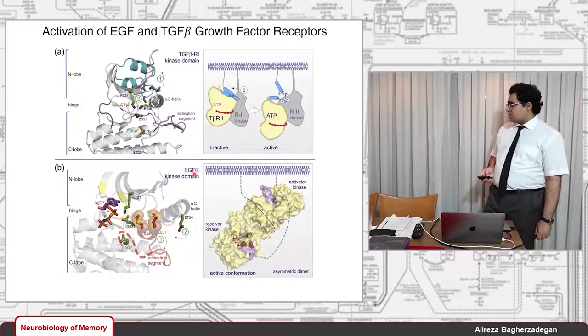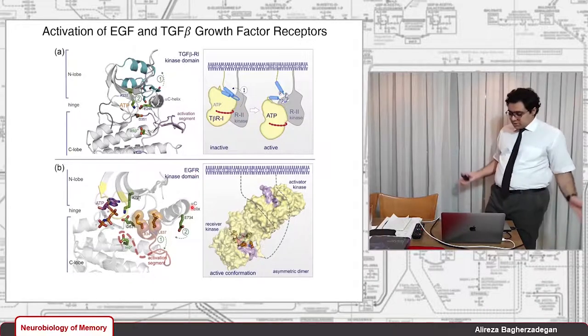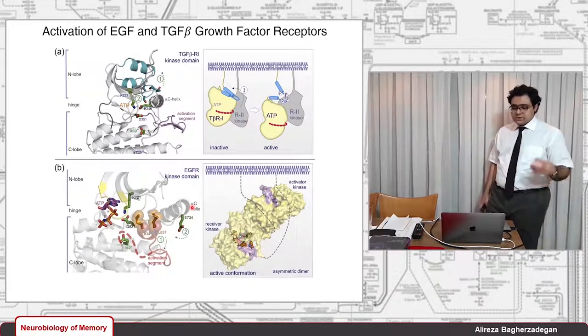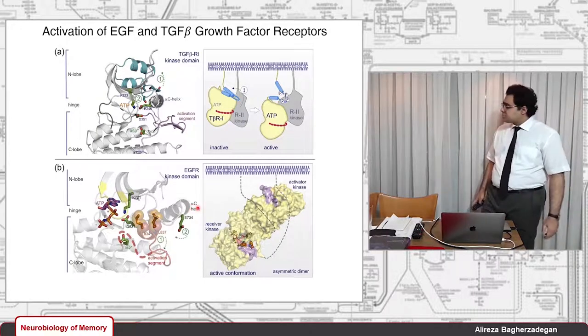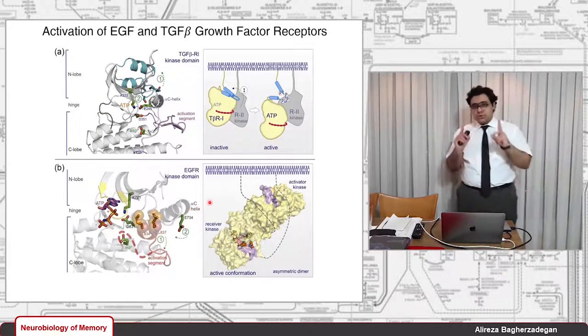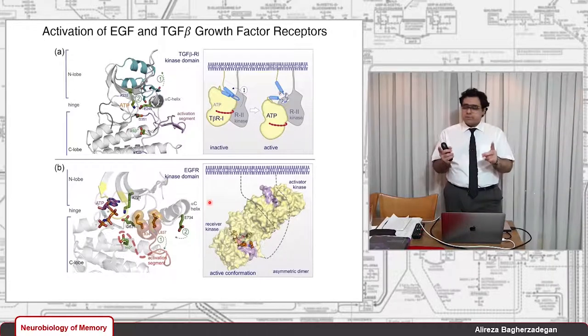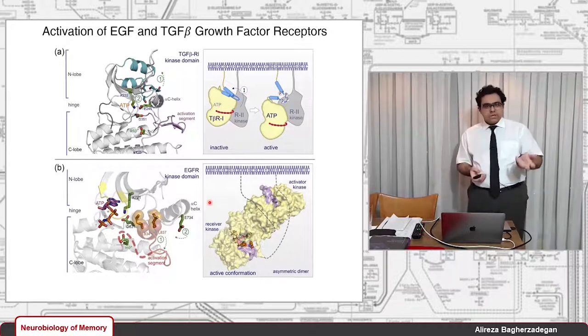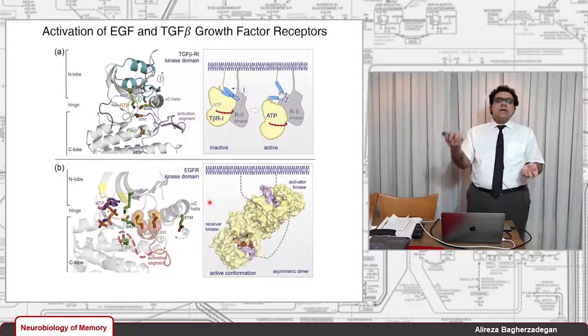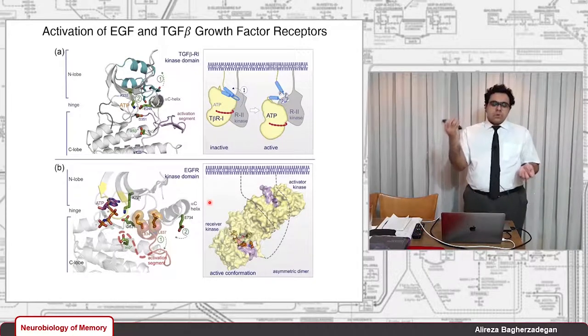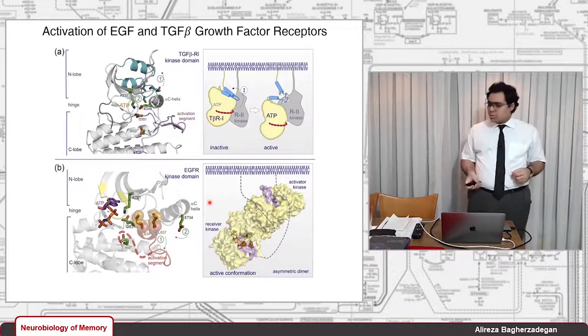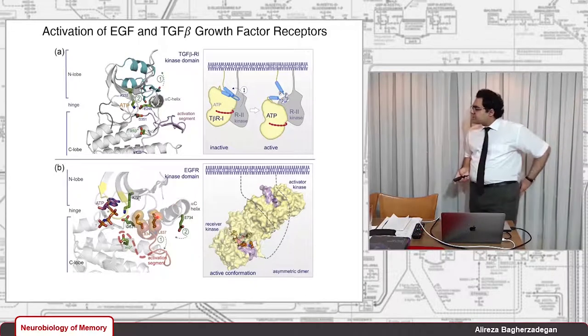We have epidermal growth factor receptor. The epidermal growth factor is a growth factor necessary for cell differentiation and cell growth. It also binds to two receptors, receptor 1 and receptor 2. Again, receptor 1 is inactive, and the role of receptor 2 is to activate receptor 1. Now, let's see what happens.